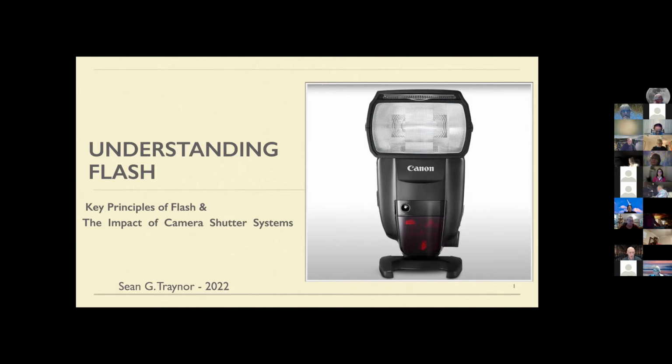So let's talk about understanding Flash, and we're going to go through the key principles, and also I'm going to take a look at the impact of camera shutter systems. Because this is a pretty technical presentation, there may be a lot of stuff that you would like to record, but please don't worry too much about writing down too many notes.